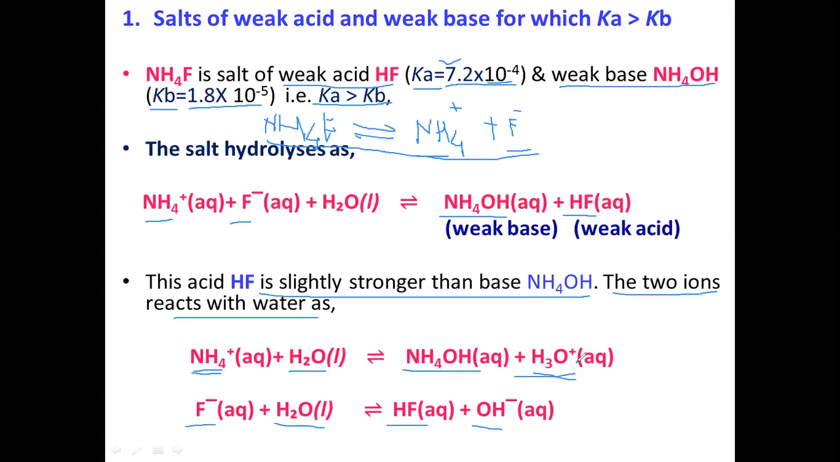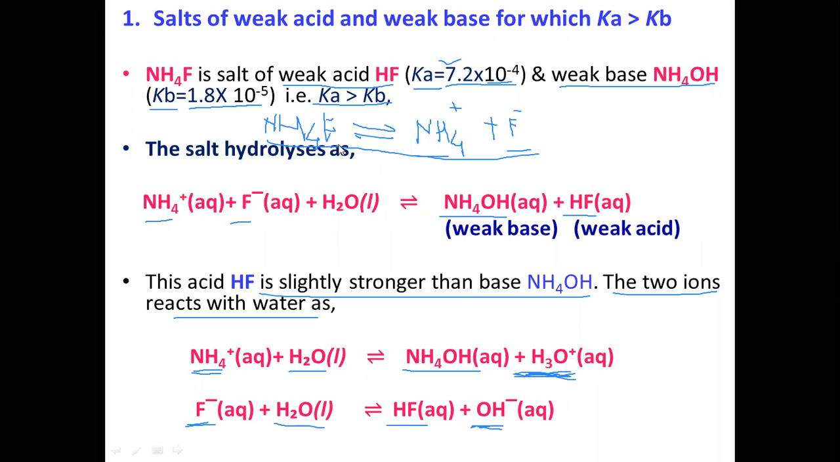So as we know, NH4 positive ion is weaker than the HF. So that's why NH4 positive ion reacts more with the water and produces more hydronium ion. राइट। सो ये ज्यादा कॉन्सेंट्रेशन रहेगा हाइड्रोनियम आयन का, और फ्लोराइड आयन थोड़ा सा स्ट्रॉन्गर है तो कम रिएक्ट होगा, तो OH माइनस आयन का कॉन्सेंट्रेशन H3O पॉजिटिव आयन से कम होगा, राइट। So if the concentration of hydronium ion is more, what will be the nature of solution? It may be acidic in nature, right?